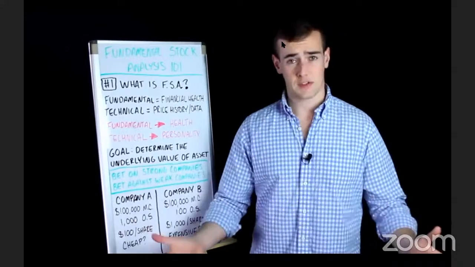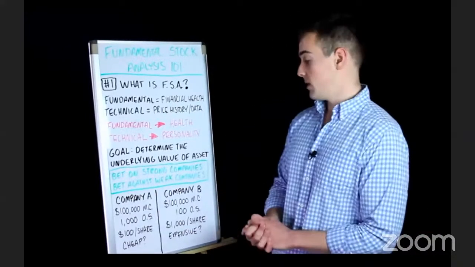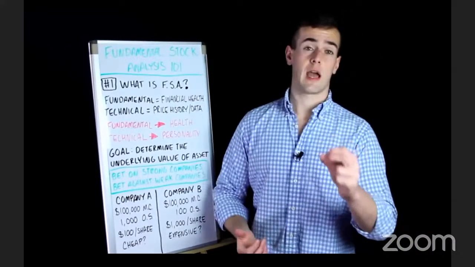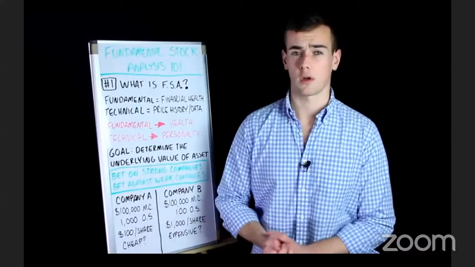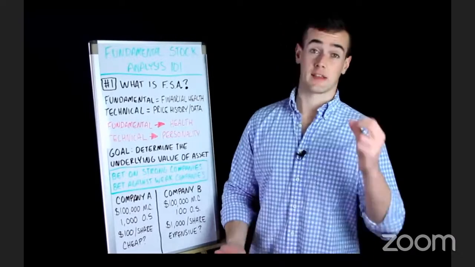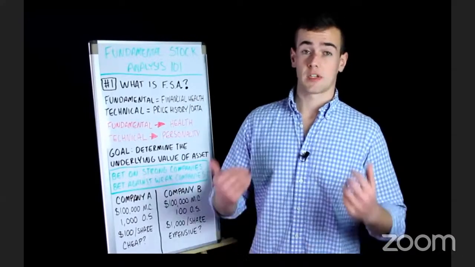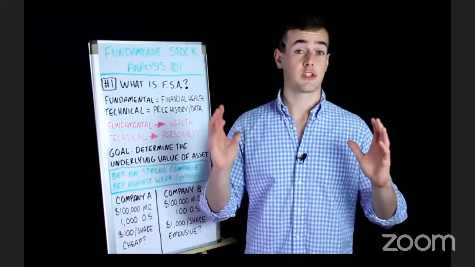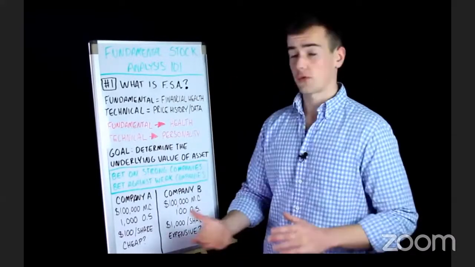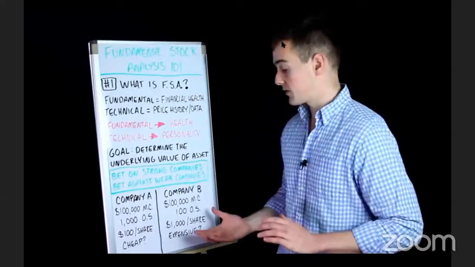Now let's take a look at company B. Company B has a $100,000 market capitalization as well, but instead of having 1,000 outstanding shares, they only have 100. And as a result, this stock is $1,000 a share. Now, somebody who doesn't understand how to perform fundamental stock analysis might just take a look at this stock and go, okay, $100 a share, that's cheap. $1,000 a share, that's expensive.